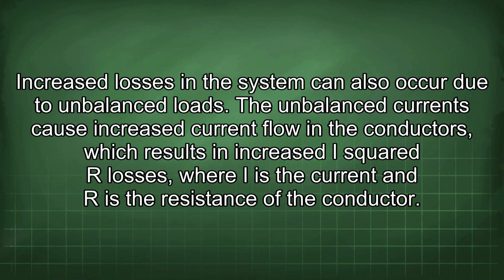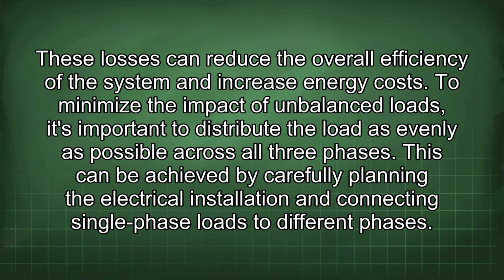Increased losses in the system can also occur due to unbalanced loads. The unbalanced currents cause increased current flow in the conductors, which results in increased I²R losses, where I is the current and R is the resistance of the conductor. These losses can reduce the overall efficiency of the system and increase energy costs.